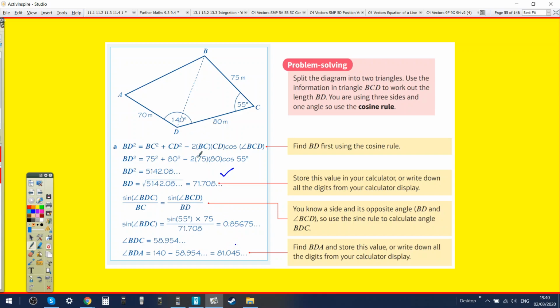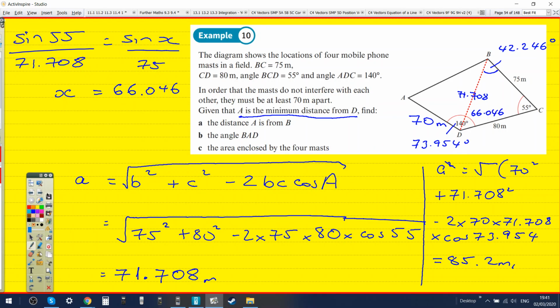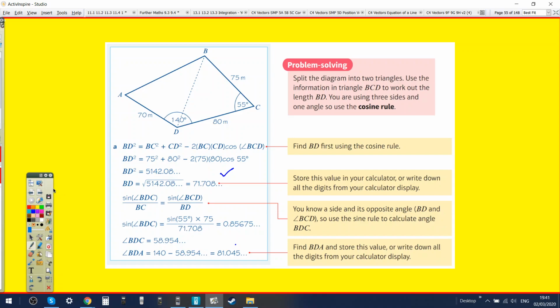Where did we go? 71.708. Then it's saying what angle was that? BDC. They're saying that's 58.9. We said that was 66. Did we just round or something? Sine rule: sine BDC over 75 is equal to sine BCD. So that's the 55 thing.